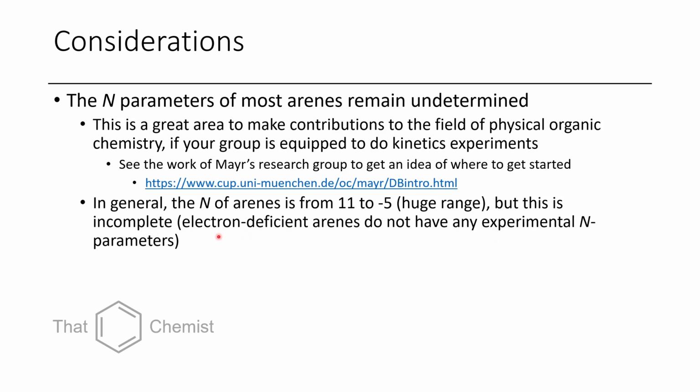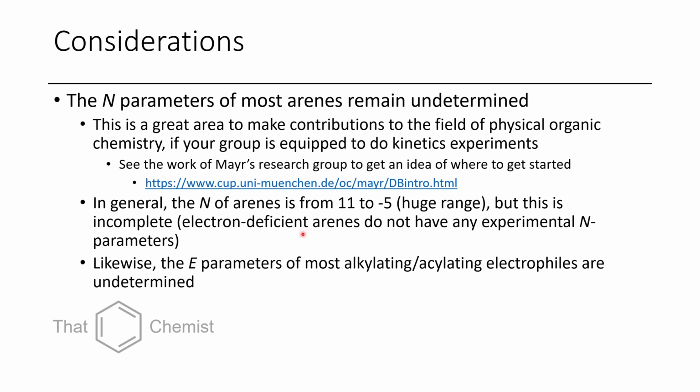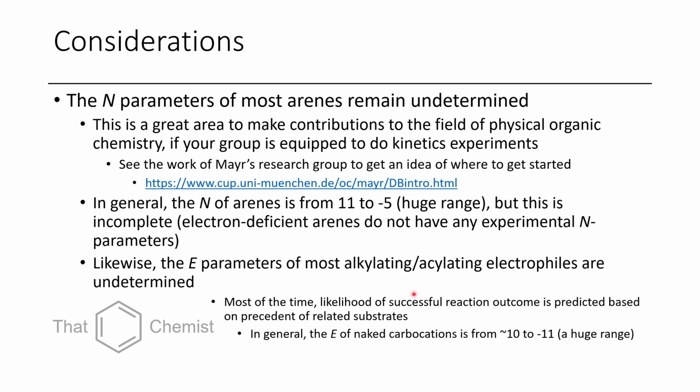And this isn't a complete list, though. As I said, there's a massive lack of arenes in the data set. Additionally, there are no electron-deficient arenes, not even chlorobenzene. So there's a lot of work that could be easily done in a master's thesis or a PhD thesis if you did a really good job. Likewise, if you're looking at electrophiles, you're going to have a hard time finding E parameters most of the time. And so an electrophile typically has an E parameter of 10 to -11, but most of them tend to be somewhat negative.